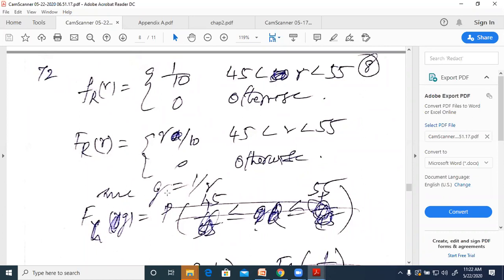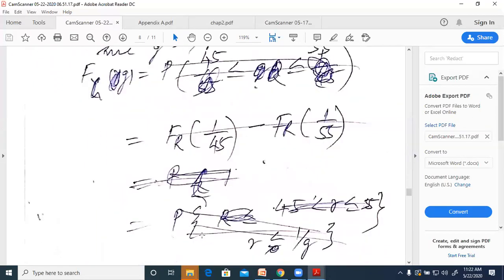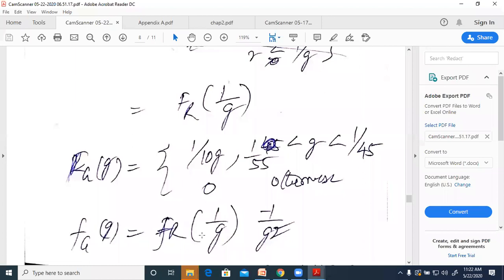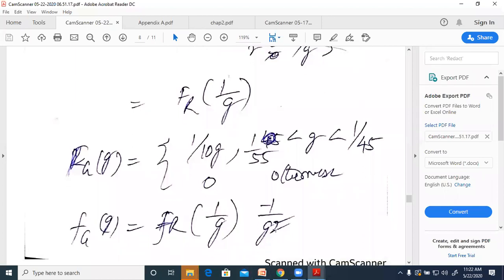Since now G is equal to 1 by R, we can try to write the function which is equal to F_R of 1 by g, and that will give us the F_G of g. We need to write it in terms of 1 by g. That will become, we had 1 by 10, and now it will become 1 by 10 g for g values 1 by 55 less than g less than 1 by 45. The range of values of this will be this.